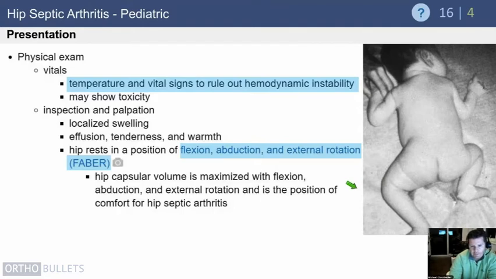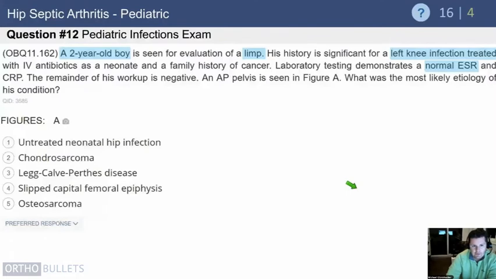So if you have a lot of fluid that's angry in your hip joint, your hip is basically going to want to be in a position of comfort, and that's where it will naturally go, just from a protection standpoint. So here's a 2-year-old boy that has a limp. He had a significant history for a left knee infection treated with IV antibiotics as a neonate. So the key here is neonatal infection.